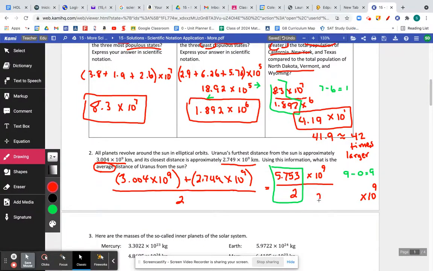28765. And lucky for us, that's already between 1 and 10, so there's no need to fix that scientific notation.